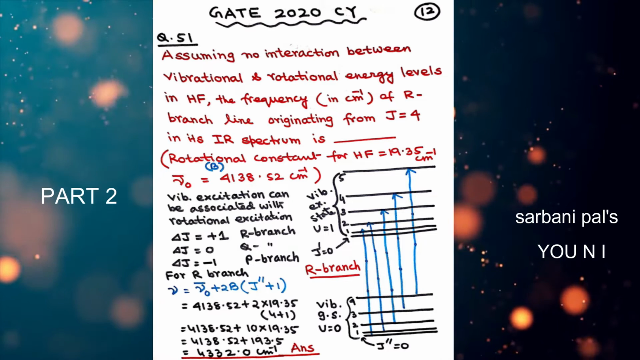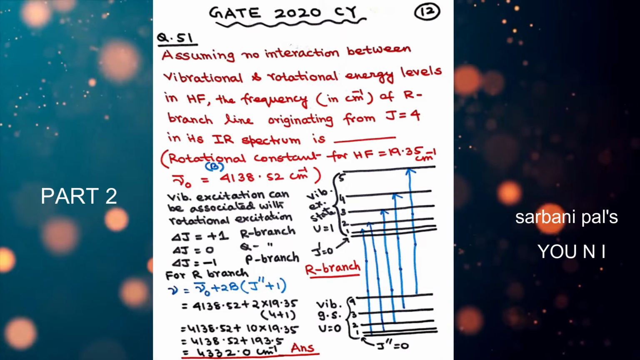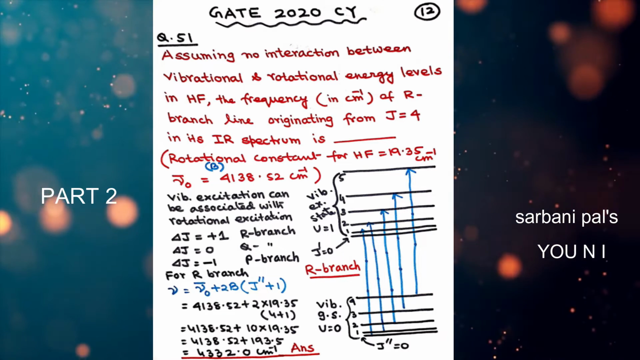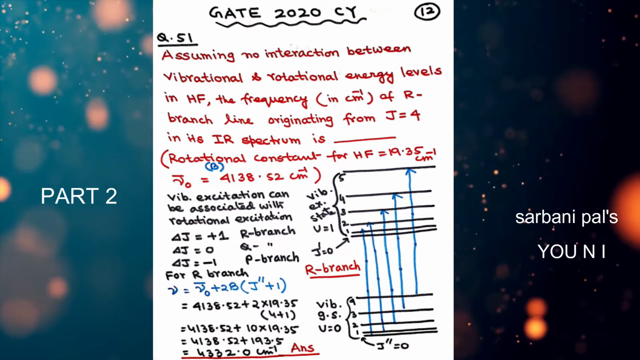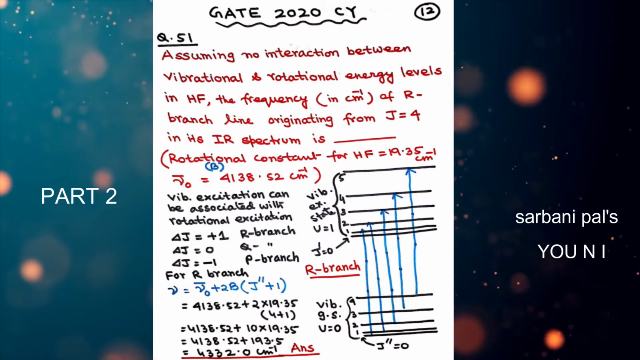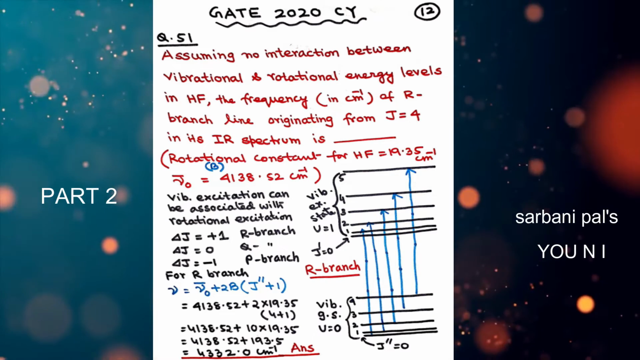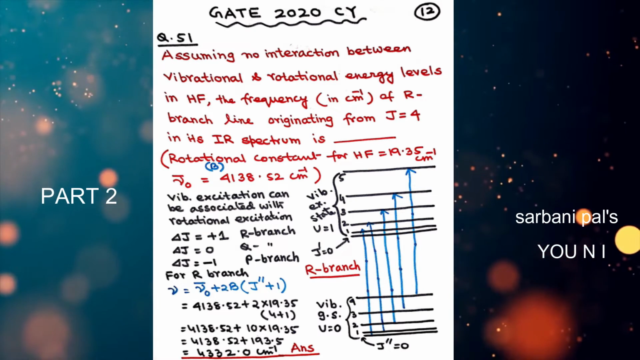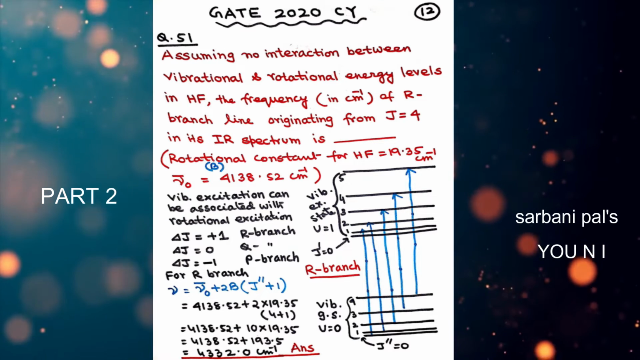Similarly, if there is no change in the rotational quantum number of the ground state to the excited state, means for V is equal to 0 to 1 transition, if the vibrational excitation happens with no change in the rotational quantum number, means 0 to 0 transition, 1 to 1 transition, 2 to 2 transition, 3 to 3 transition, 4 to 4 transition, that is the origin of the Q branches.